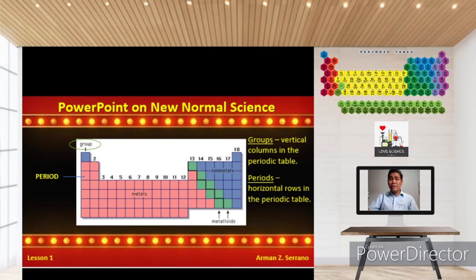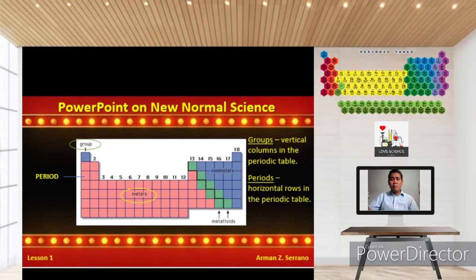Did you know that groups and periods correspond to the parts of the atom? We will have that kind of lesson next time, and I will teach you the techniques on how to determine the number of shells and the valence electrons of an atom or element. So let's proceed.